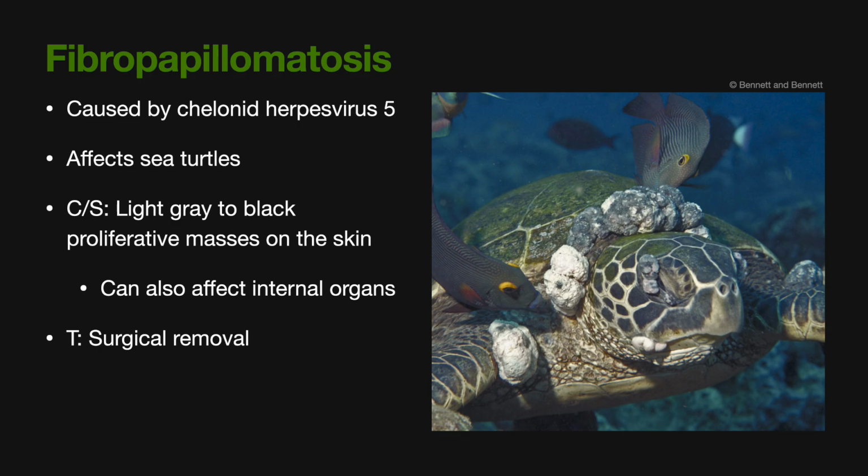Fibropapillomatosis is caused by chelonid herpesvirus 5, and it primarily affects sea turtles. It results in light gray to black proliferative masses on the skin, but it can also affect internal organs. Treatment involves surgical removal of these masses.